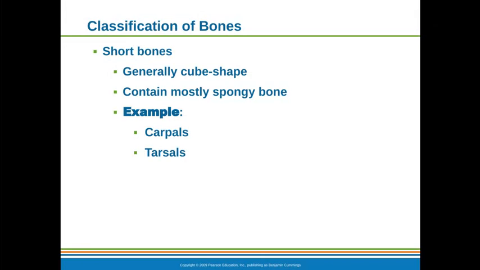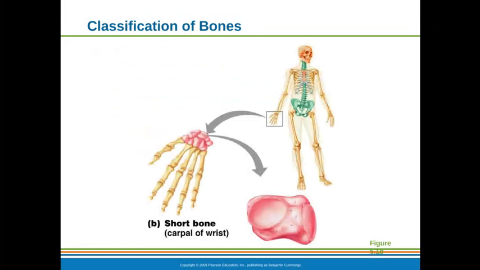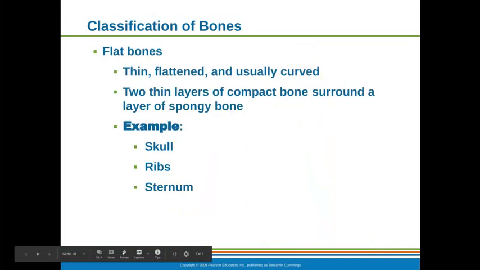So we have short bones. Now these are generally going to be cube-shaped. They contain mostly spongy bone. These are going to be the carpals and tarsals. These are the bones that make up the wrist joint and the ankle joint in your hands and feet respectively. So we can see they have this general cuboid shape. They are roughly the same length as they are as width.